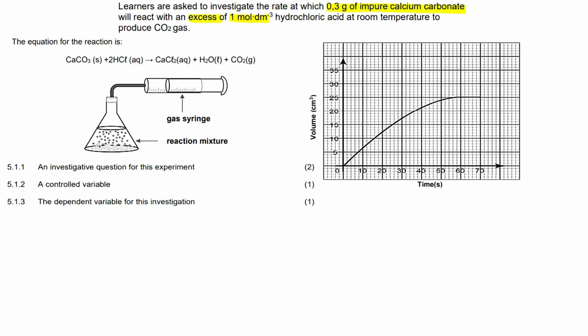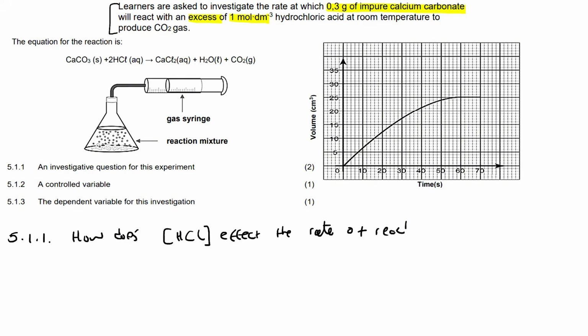That's important there. So what they're doing, learners are asked to investigate the rate. So they want to see how fast this experiment can take place. So what is an investigative question? It's a bit of a difficult one, because we don't really know what they're changing. They don't tell us that they're going to change this, or the mass of this, for example. So I don't like the question. But anyways, we could say something like, how does HCl concentration affect the rate of reaction?